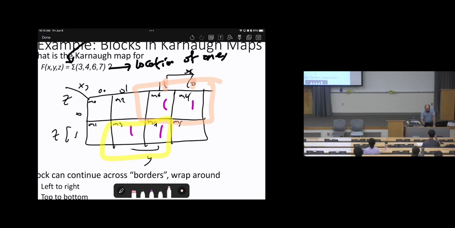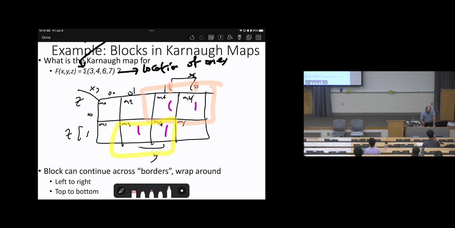Therefore, in this loop, the variable y will be missing. Okay? Then look at the variable x. Variable x here is 1. Variable z is 0. Therefore, in this loop, it will be x and z bar. Okay?